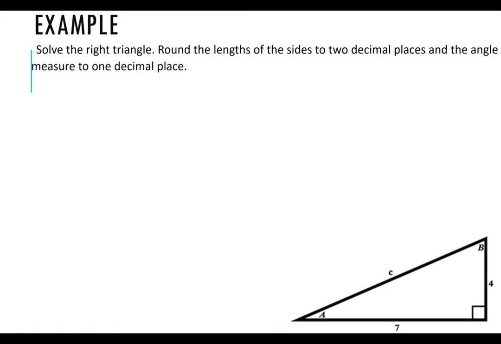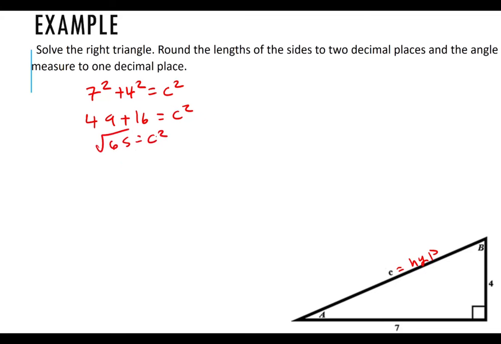Let's try another. Recognize that in this problem, I don't have either of the acute angles. I also don't have the hypotenuse C, and so I remember that this is a hypotenuse. But I can use the Pythagorean theorem to find that hypotenuse. So specifically, 7 squared plus 4 squared is equal to that C squared. So that's 49 plus 16 is equal to C squared. So I get 65 is equal to C squared.